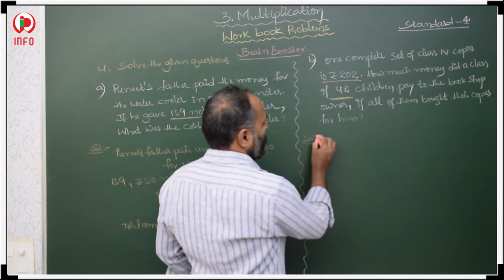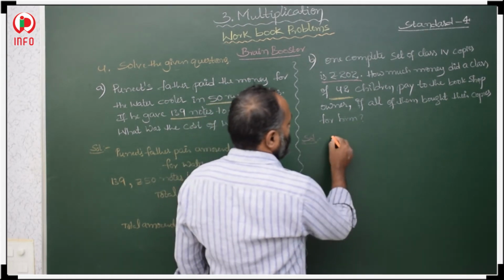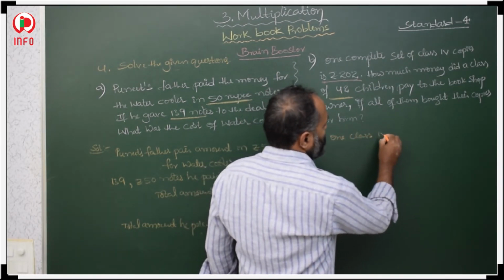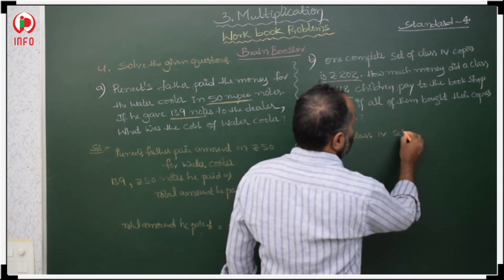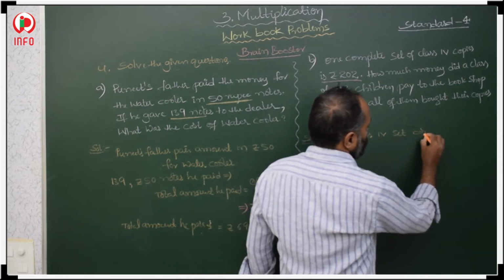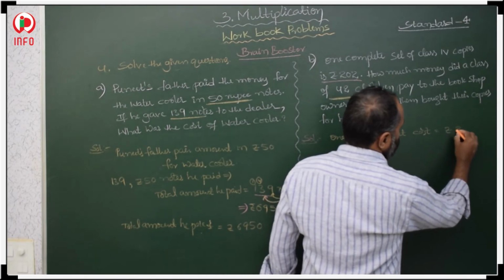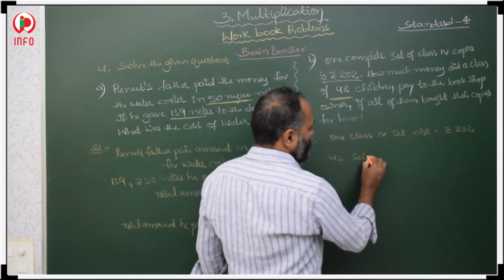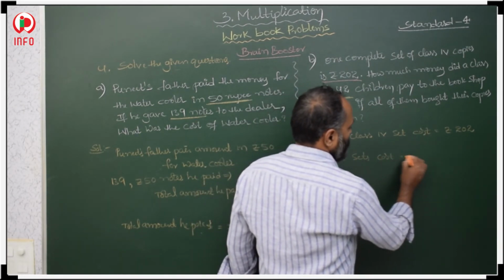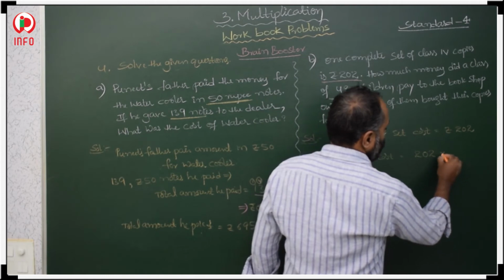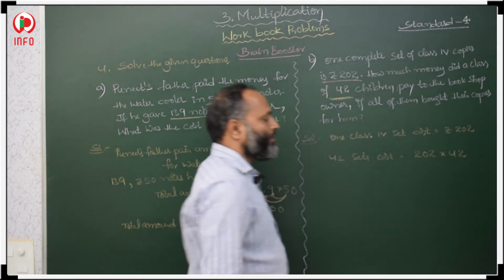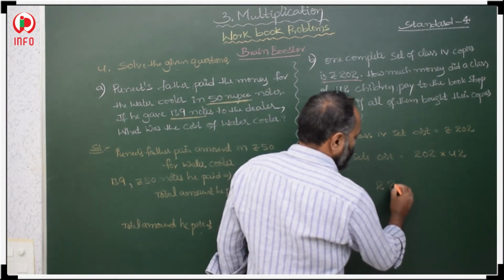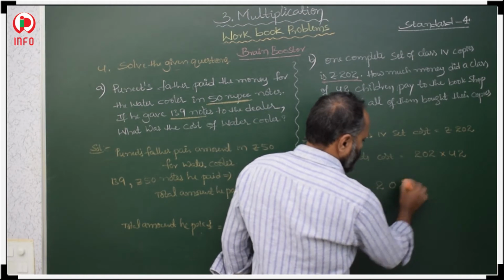First step. 1 class 4 set cost rupees 202. Then 42 sets cost is equal to 202 with 42. We have to multiply 202 with 42.